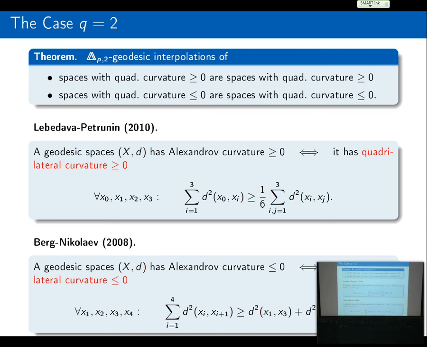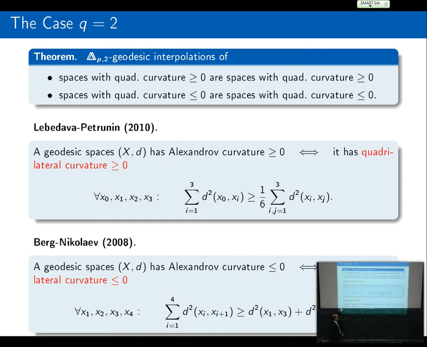There are recent results by Lebedeva, Petrunin, and Berg-Nikolaev, which characterize these Alexandrov curvature bounds in terms of quadruple inequality. Of course, it is known since decades that 4 points are sufficient to characterize curvature, but these are now very explicit simple formulas. So a geodesic space has non-negative curvature if and only if this inequality holds true. For those who are not familiar with this inequality, you should have in mind that the x0 is in some sense the center of mass of 3 points. So this would be the case where you achieve a minimum. On the left side, you take the square of these distances, and the right-hand side are the squares of these distances. If this inequality is true, you have non-negative curvature.